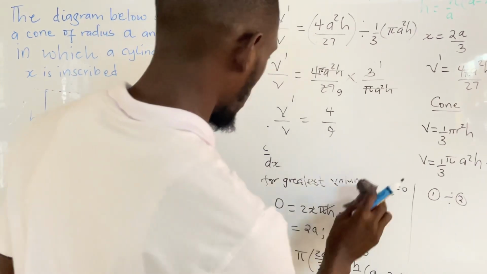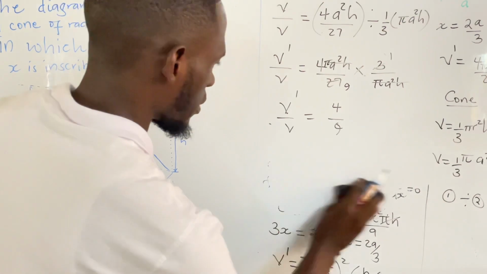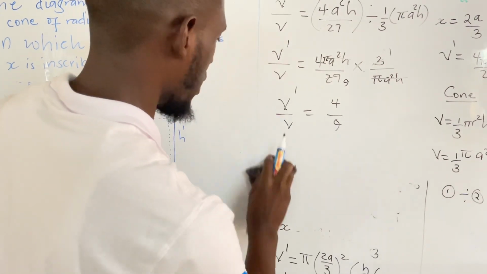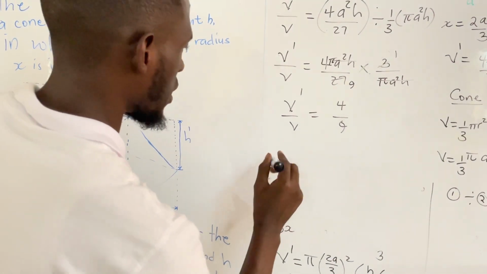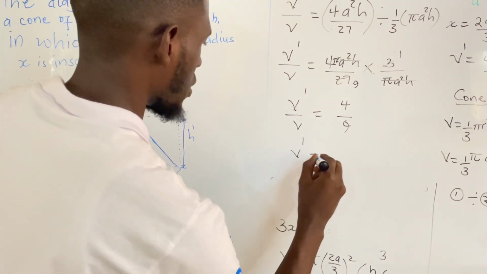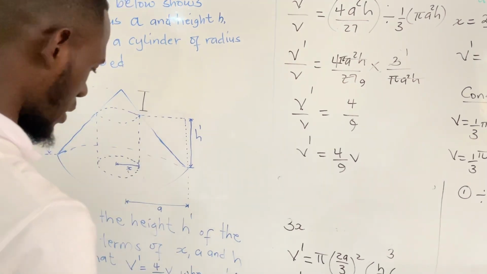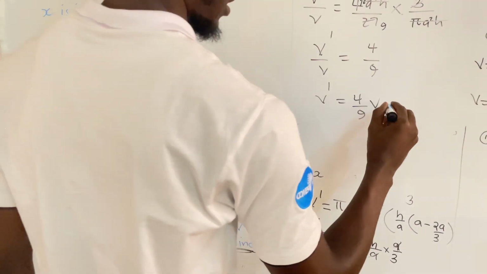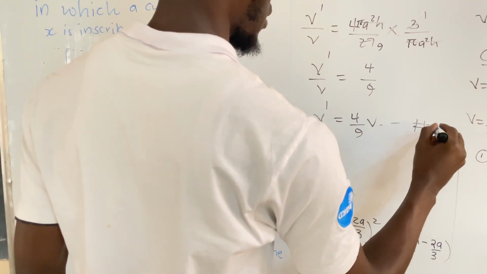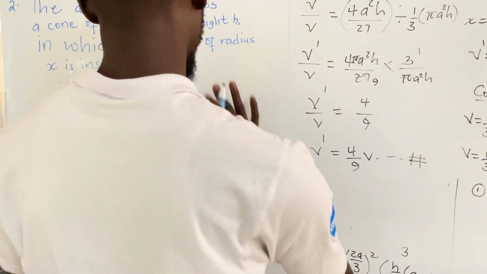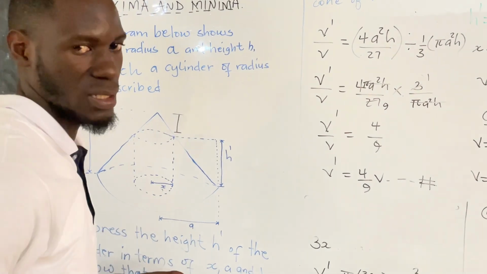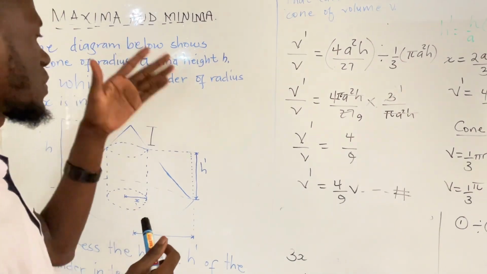Then we can multiply both sides by V and we see if we get what they want. So V prime is equal to 4 over 9 V. And actually this is what we are proving. Hence, proved as required. So this is what we have. See you in the next example, still on maxima and minima.